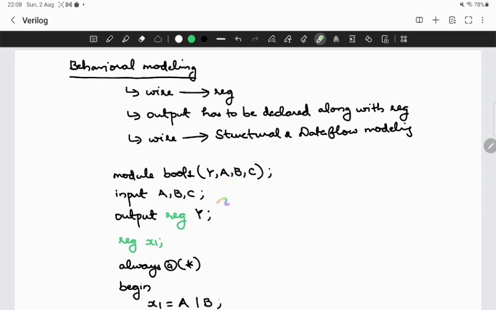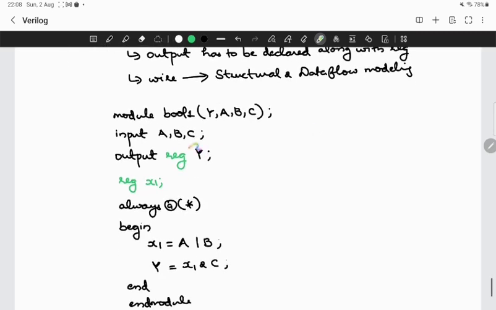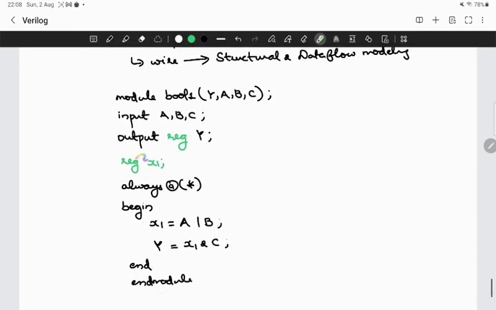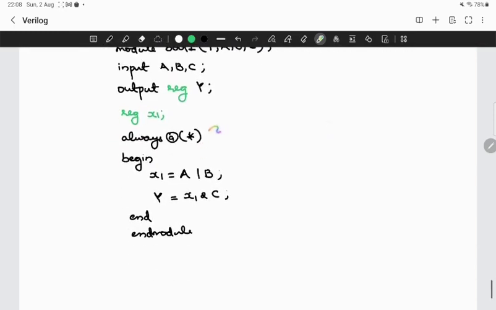The input is ABC. The only difference is, instead of in the structural and the data flow modeling, where we declared the output as output y, here we will declare it as output reg y, and the wire also. In the earlier modeling techniques, we used wire for the intermediate outputs. That also has to be replaced by reg x1. So reg x1. Now always at star, that is how the behavioral modeling starts. So always at star, and the code we'll write in between begin and end.